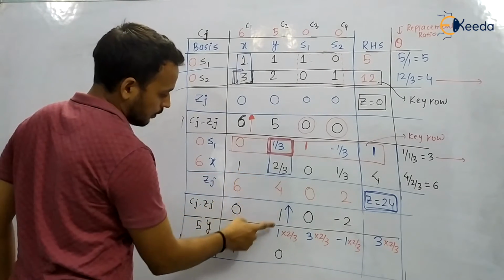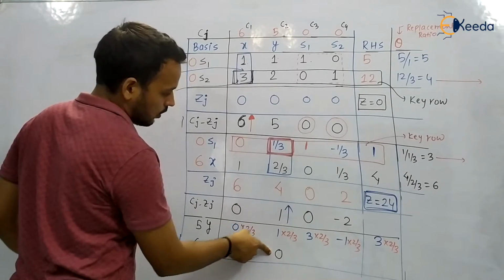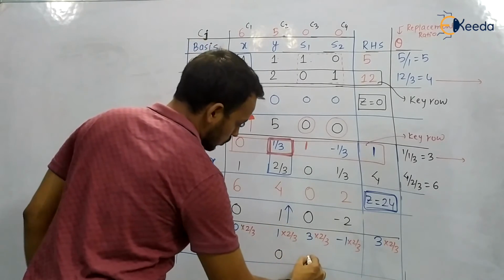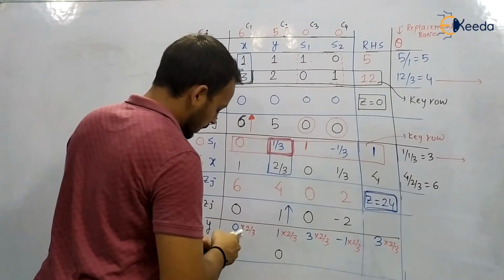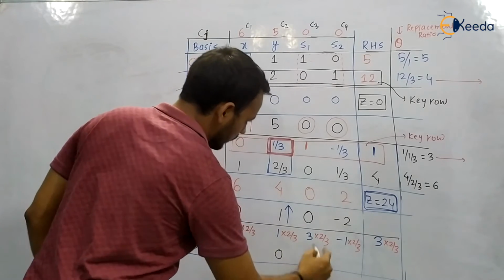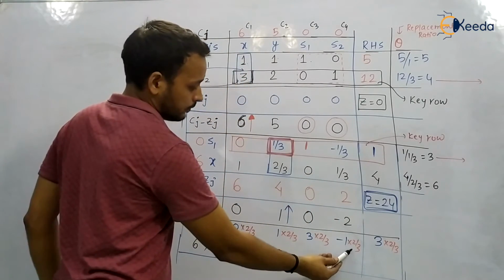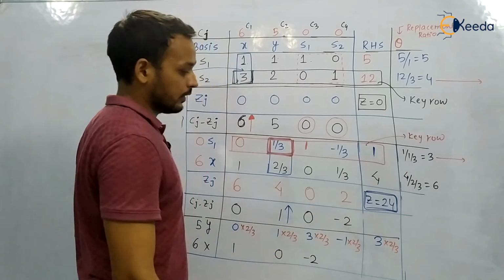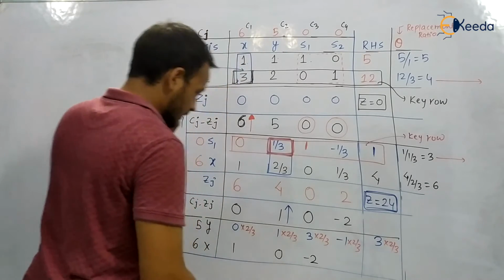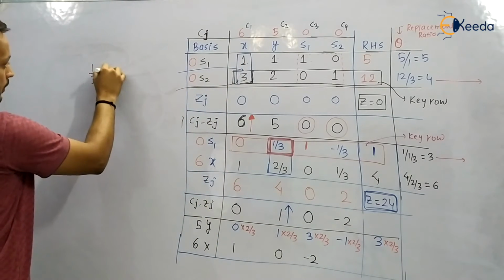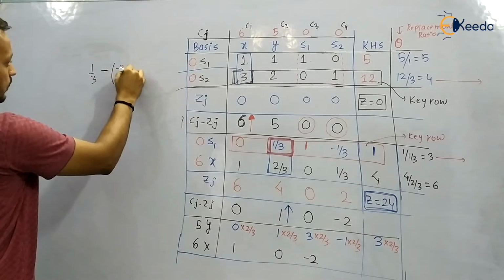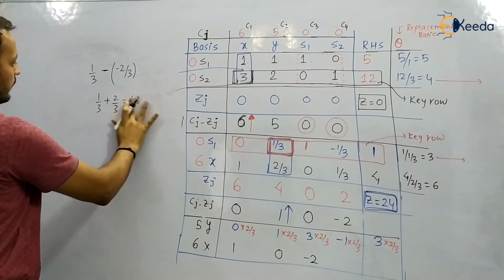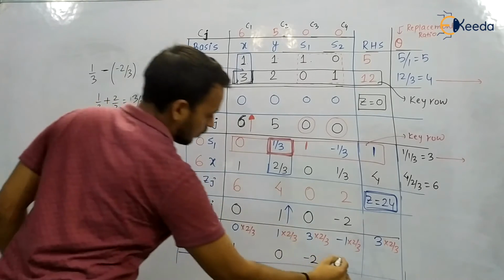2 by 3 minus 2 by 3, it is going to be 0. 0 minus 3 into 2 by 3, it will become 2. So 0 minus 2, it is going to be minus 2. And this one will become minus 2 by 3. So 1 by 3 and minus of minus 2 by 3, it is going to become 1 by 3 plus 2 by 3. It is going to become 3 by 3, which means 1.